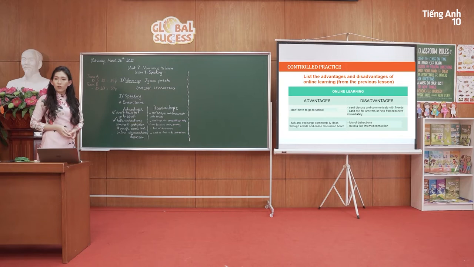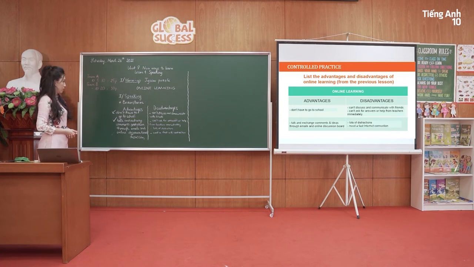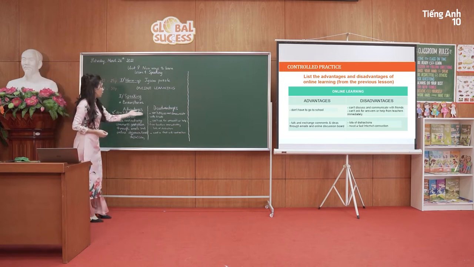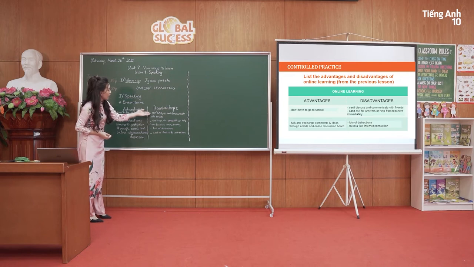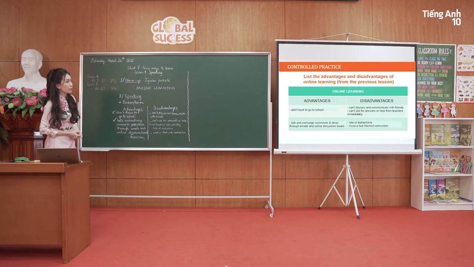Can you read it out loud again? So we can't discuss and communicate with friends. We can't ask for answers or help from teachers immediately. There are also lots of distractions, and we need a fast internet connection. Okay. So in online learning, you can't discuss and communicate with friends. We'll check the answer.